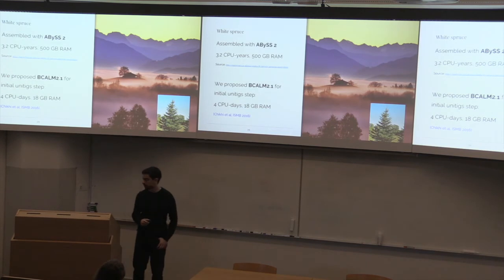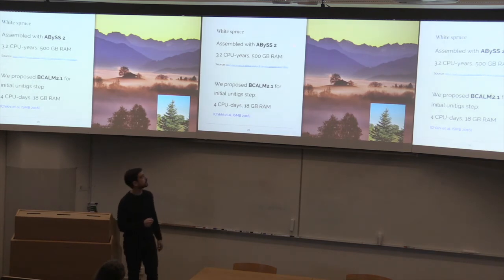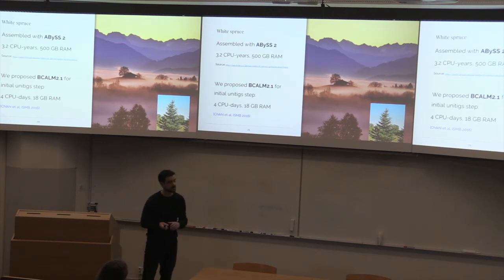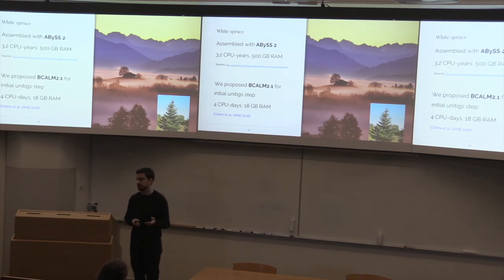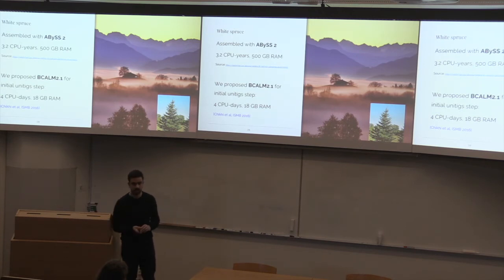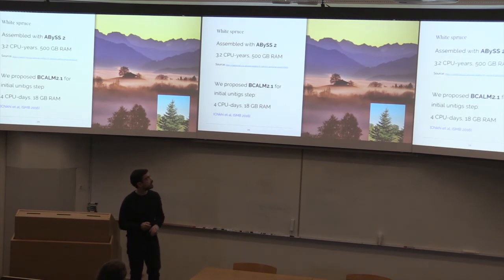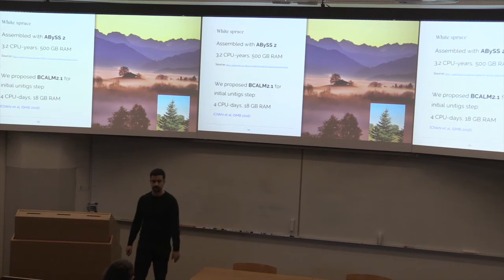Something notable about this process is that ABySS, even the latest version, took quite a bit of time to run this assembly: 3 CPU years. If you want to convert into a normal metric of time, you divide by the number of cores. So if you have, say, 10 cores, it would be 3 CPU months, 3 months of processing. If you have 100 cores, then it would be, let's see, a few weeks. And still quite a bit of RAM, as you can expect.